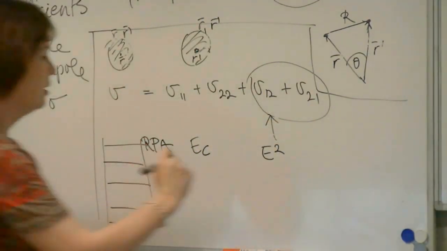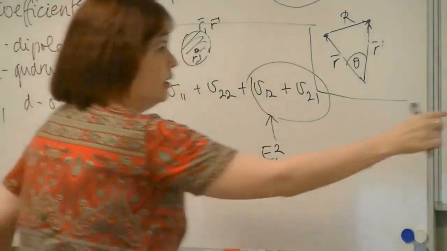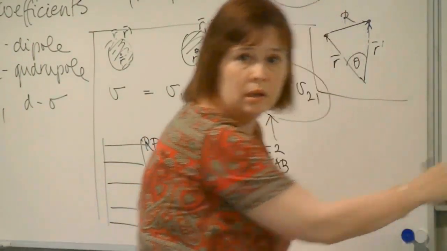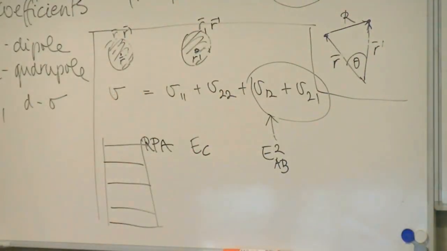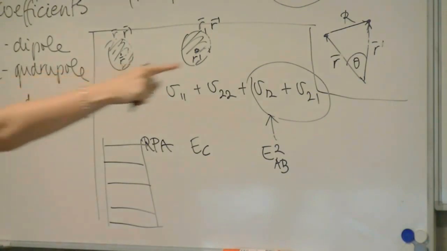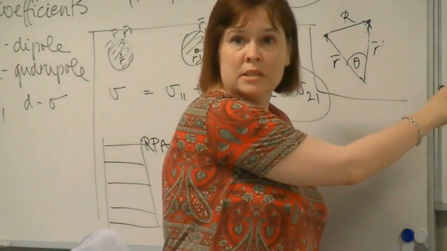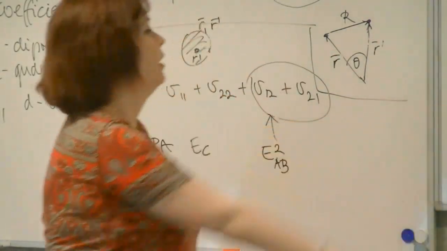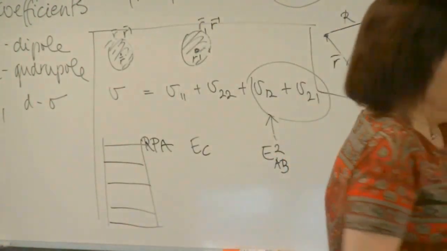Okay, so this is it. Apparently, this is an approximation. It doesn't necessarily give you the full correlation energy, but this is what we want if we want van der Waals interactions. We want to capture van der Waals interactions.